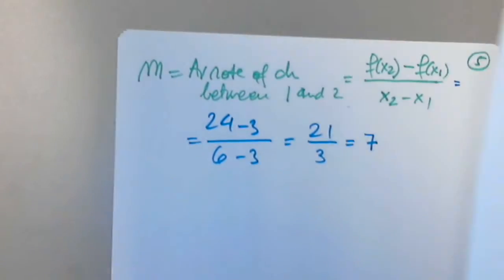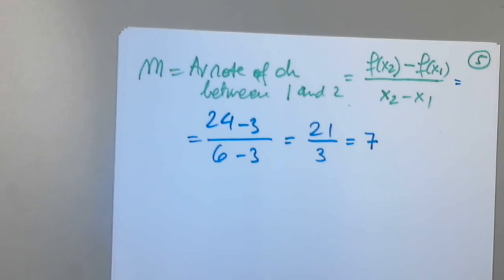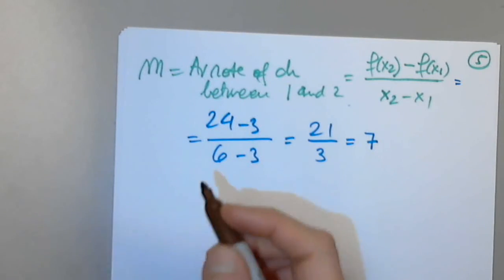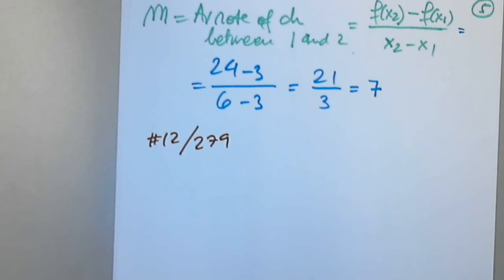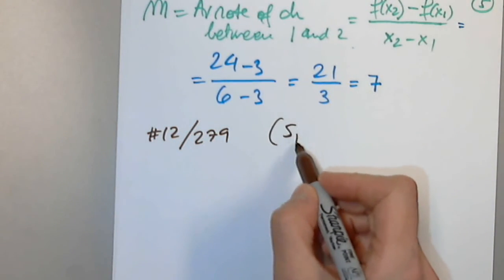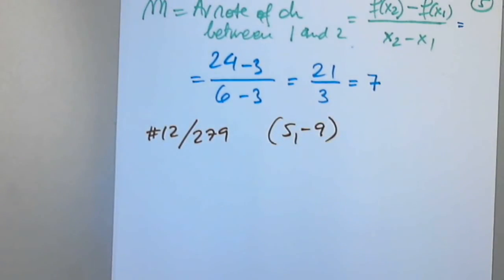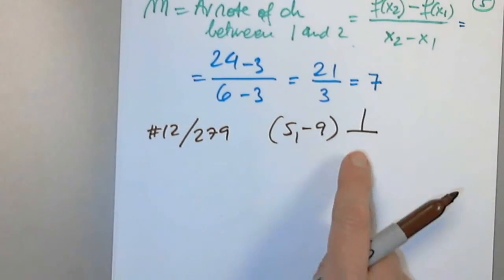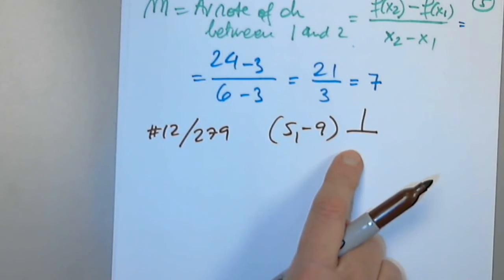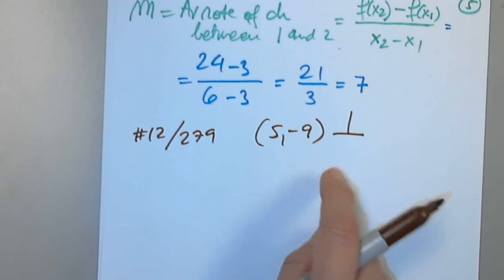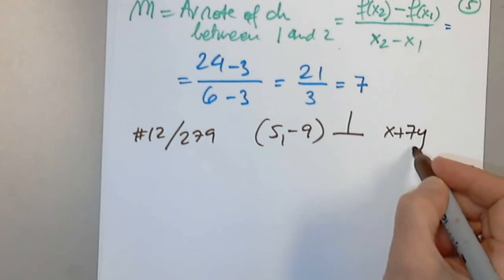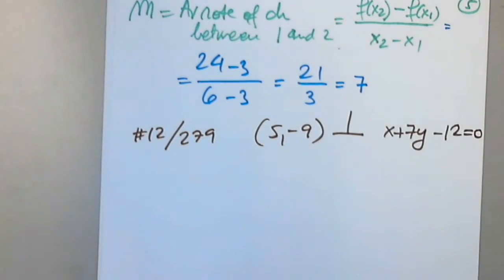Okay, let's look at number 12 on page 279. A line is passing through a point 5 comma -9 and is perpendicular, which is the mathematical symbol we use in short, to a line whose equation is x plus 7y minus 12 equals 0.